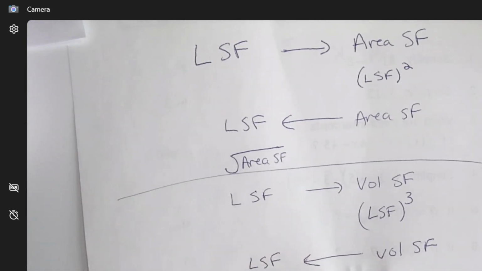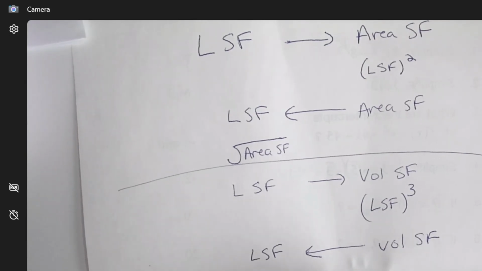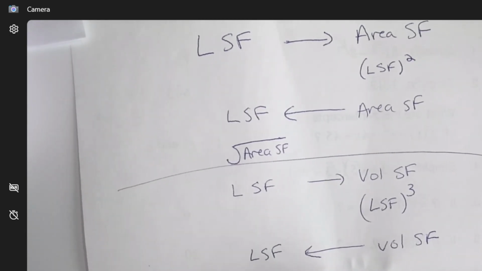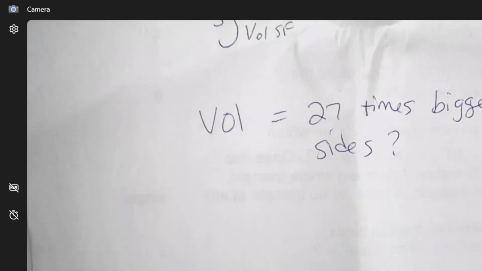So my question is, do you know where that button would be on your calculator? Can everybody figure out what the cube root of 27 would be? So if the volume is 27 times bigger, what's going on with the sides? Where's the cube root button on your calculator?